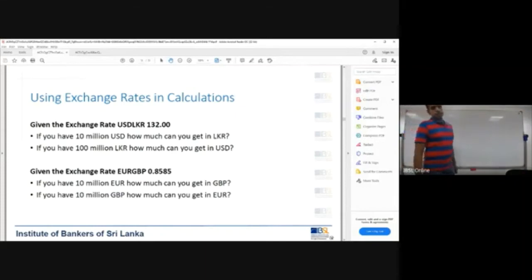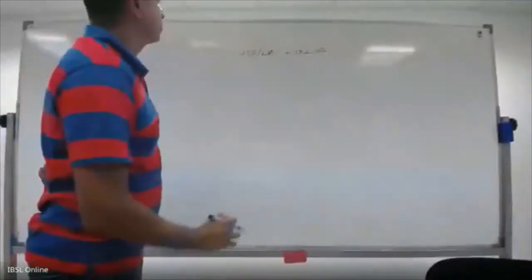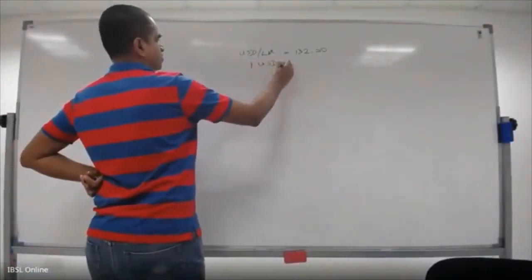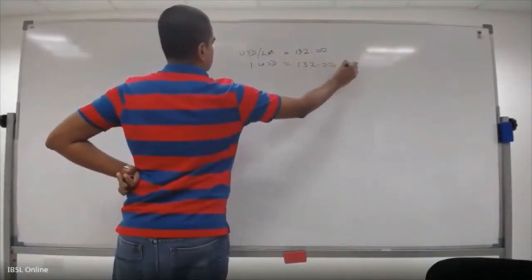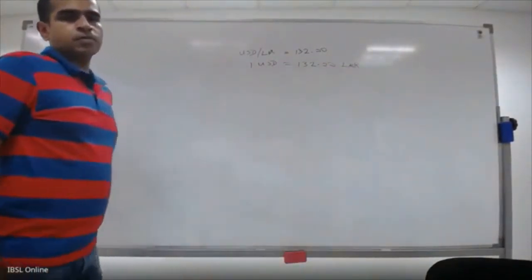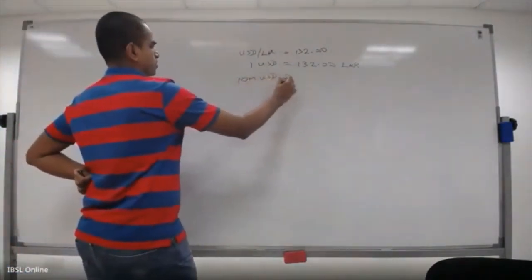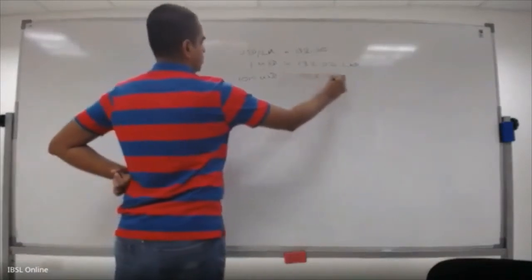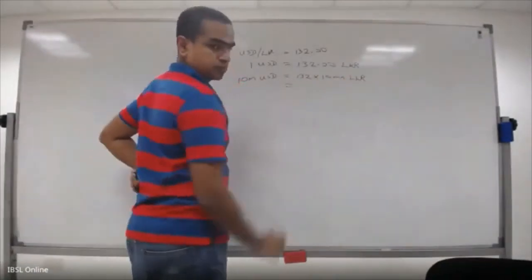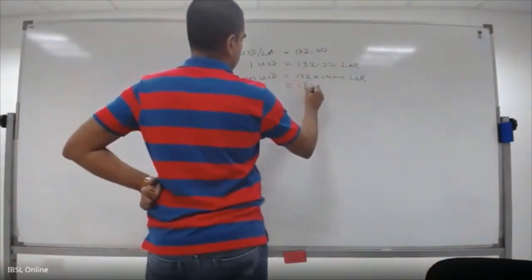Given the exchange rate of 132 rupees to the US dollar, if you have $10 million, how much can you get in rupees? For $1, it is 132 rupees. If you have $10 million, it's 132 times 10 million, which is 1,320 million rupees.